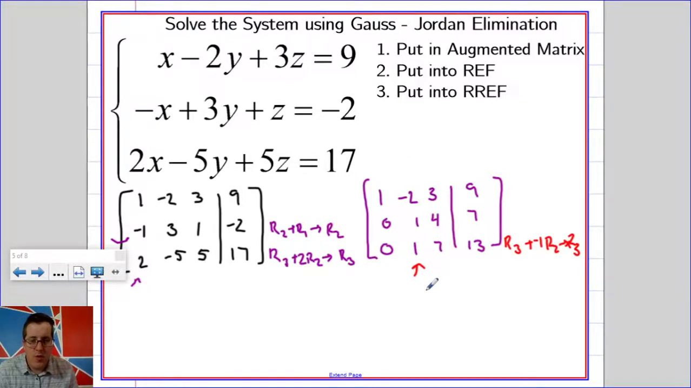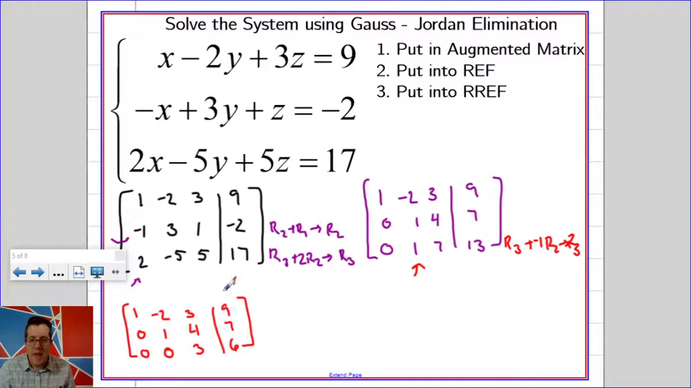The next thing I'm going to do is eliminate the y's in the bottom equation. And then I'm going to make sure that I have 1z. So I'm going to multiply this bottom row by 1/3. I know these steps are pretty quick and I'm just saying what I'm doing and not working through the arithmetic. Go through and make sure you have a fair understanding of what's going on here.